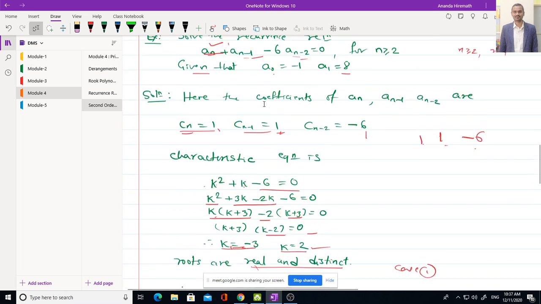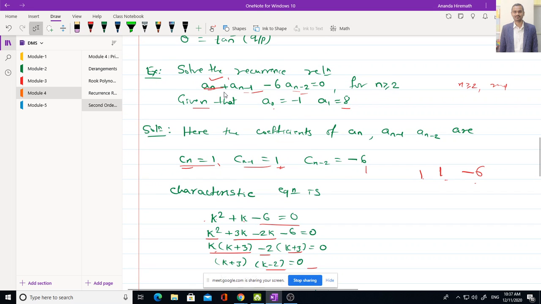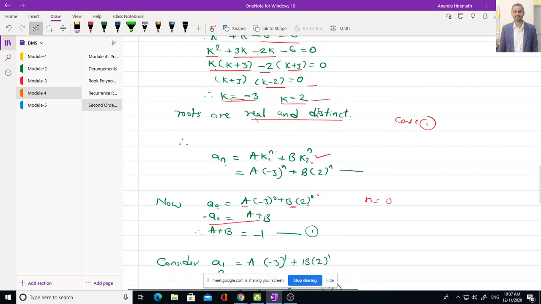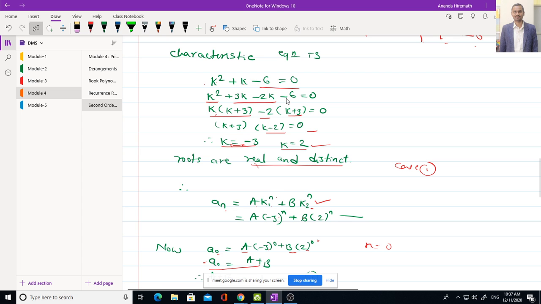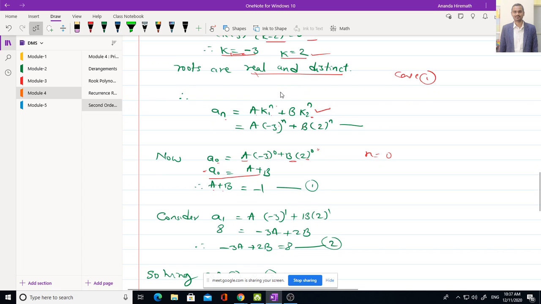a0 is given in the problem statement itself. Here it is, a0 is minus 1. Therefore a plus b is equal to minus 1. Now let us consider a1, because a1 is also given. If I put n is equal to 1, then I will get this equation, a1 is equal to a into bracket minus 3 raised to 1 plus b into 2 raised to 1. Now if you solve this, put a1 is equal to 8, we get minus 3a plus 2b is equal to 8.